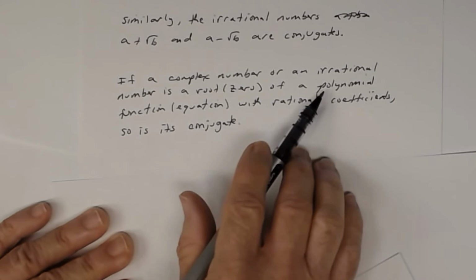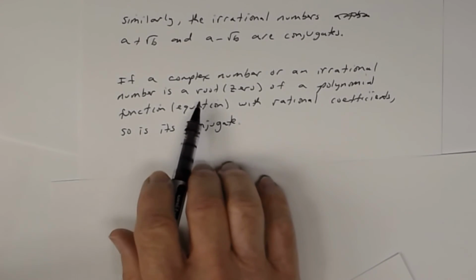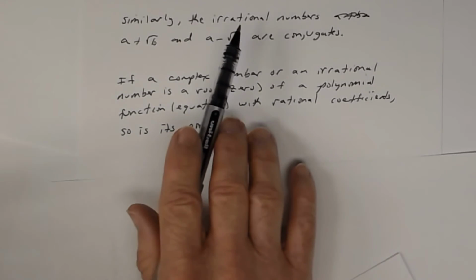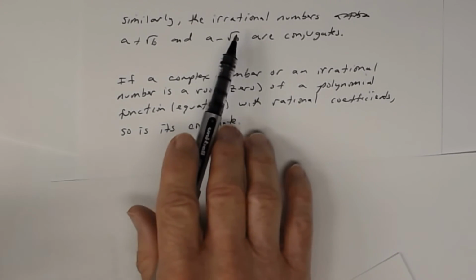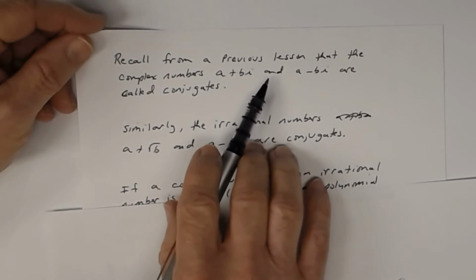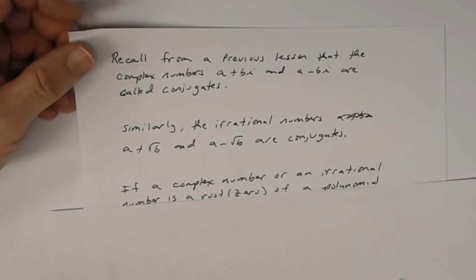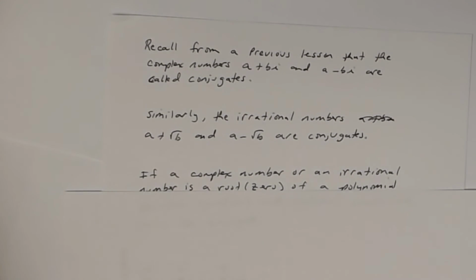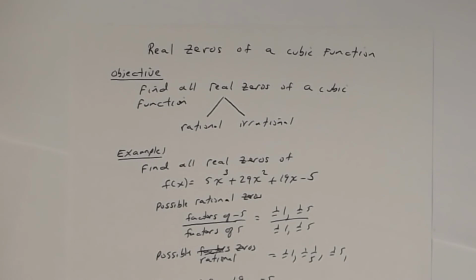So if you have a polynomial and the coefficients are rational, if you have any irrational zeros, its conjugate will also be a zero. If you have any non-real zeros, its conjugate will also be a zero. Okay? All right, now, we did enough problems and enough discussion to complete this lesson.